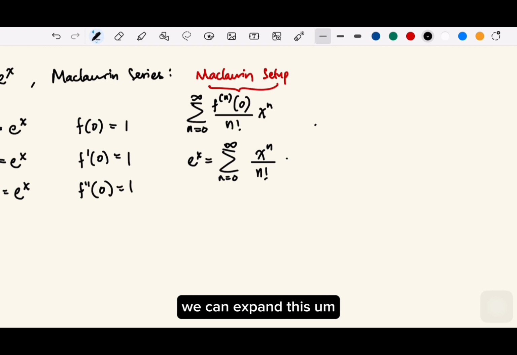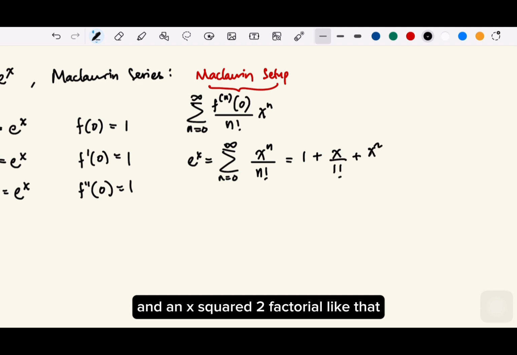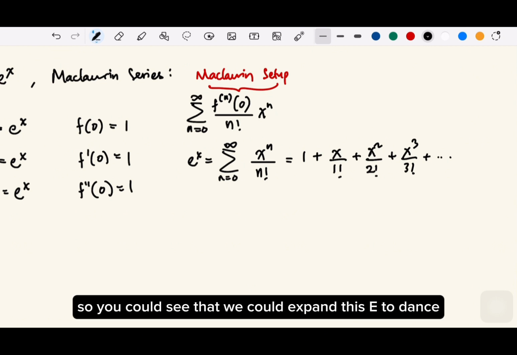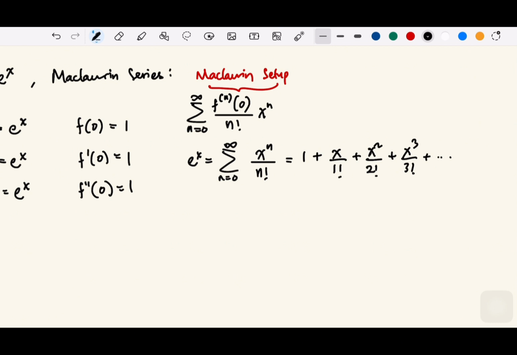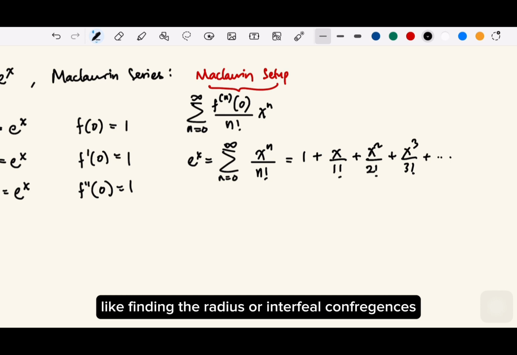We can expand this series. We start from n equals 0, so it will be 1, and then n equals 1, so we will have x over 1 factorial, and then x squared over 2 factorial, and so on and so forth. So you can see that we can expand this e to the x. But sometimes you still need to determine the convergence, like finding the radius or interval of convergence.